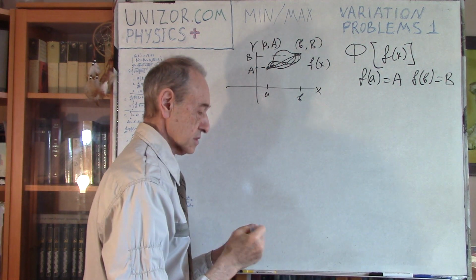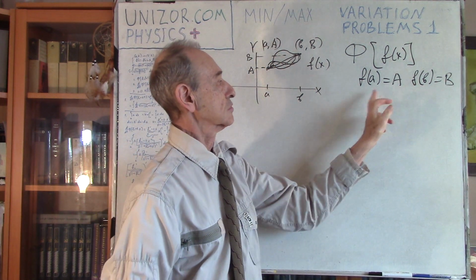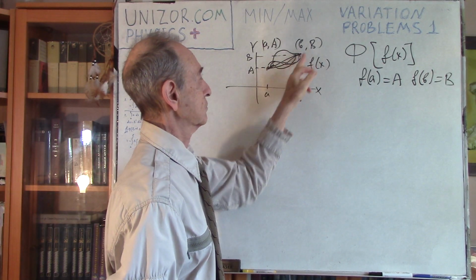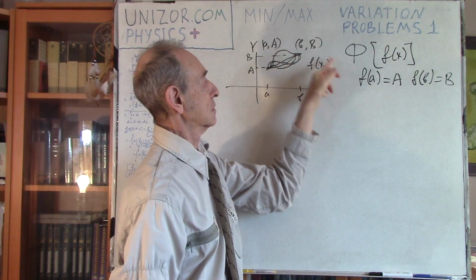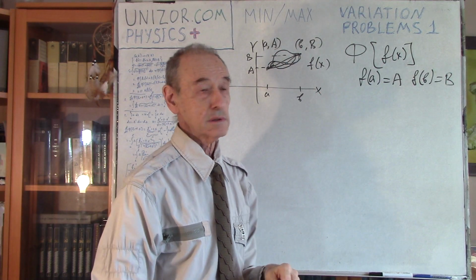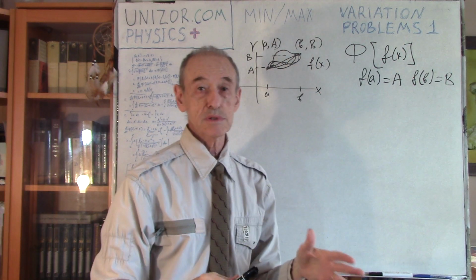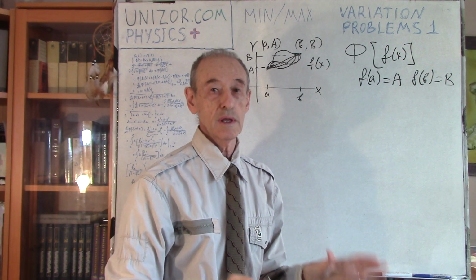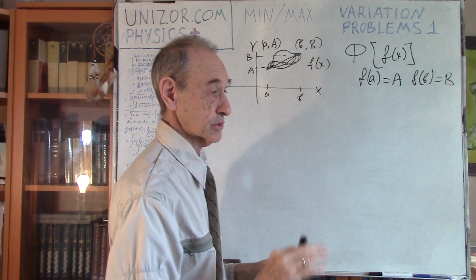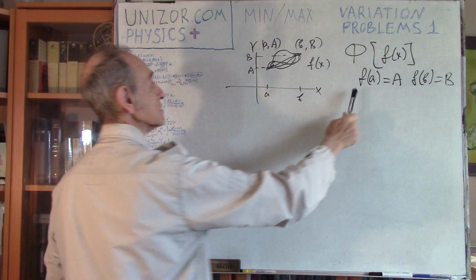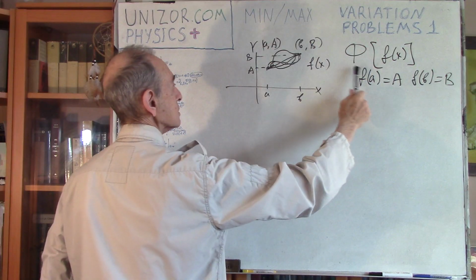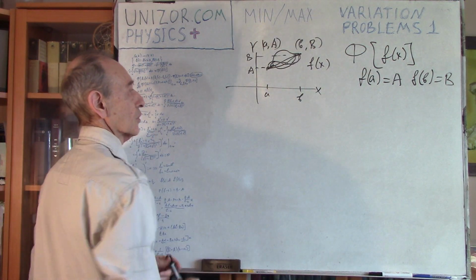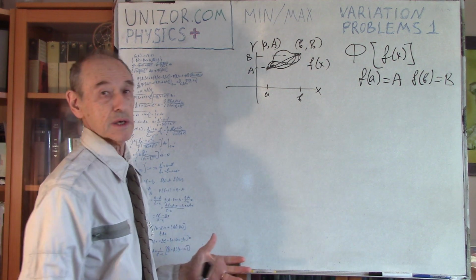So the class of functions which we are considering is this: all the functions which satisfy these 2 conditions, that is, connect points A and B. And again, if we take a derivative, we assume the function is smooth enough. So all the smooth functions which connect these 2 points, and the functional is the length of the curve between these 2 points. And we have to minimize it.